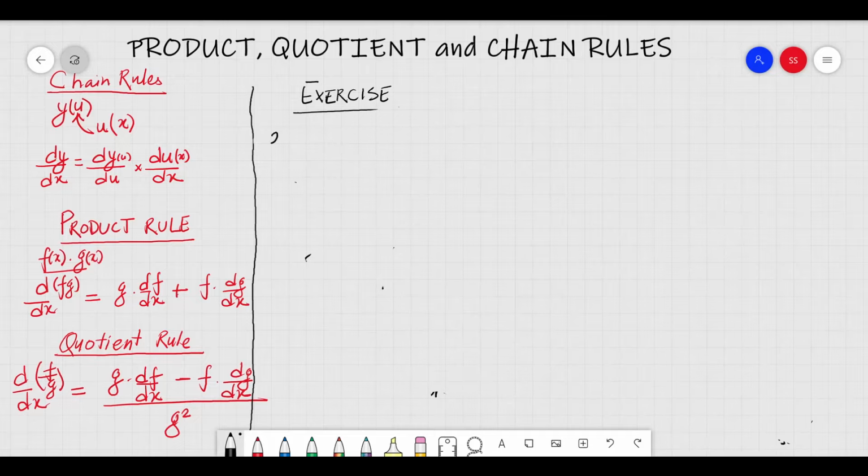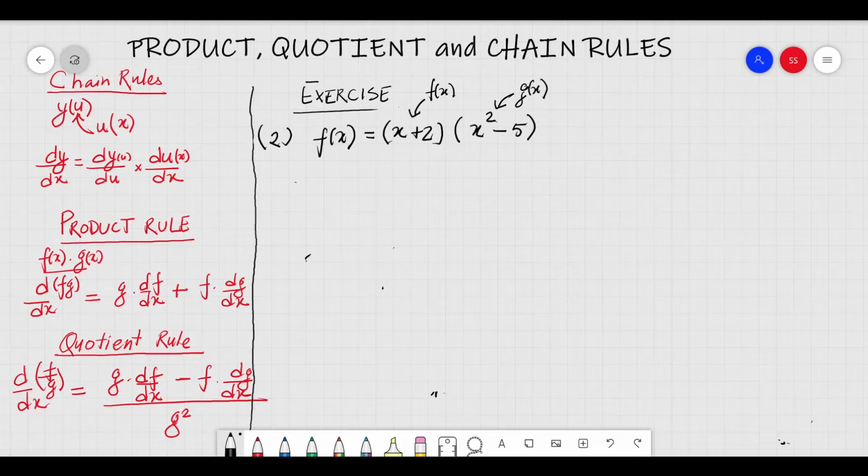Example number 2. Say we have a function f(x) which is equal to (x plus 2) times (x squared minus 5). So you can see there are two functions. Let's say this one is f(x) and the other function is g, which is also with respect to the same variable x. Then we can apply the product rule to this particular function.